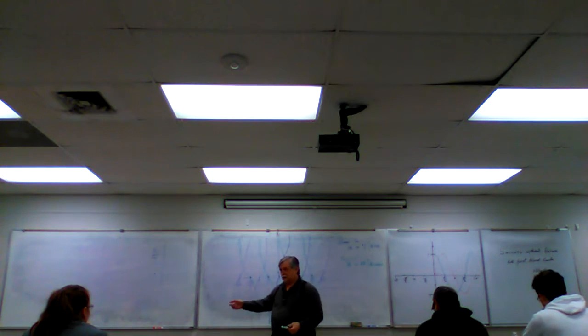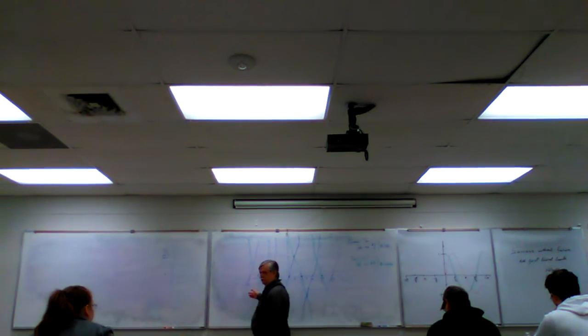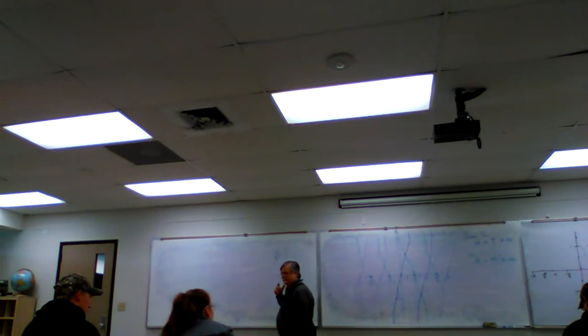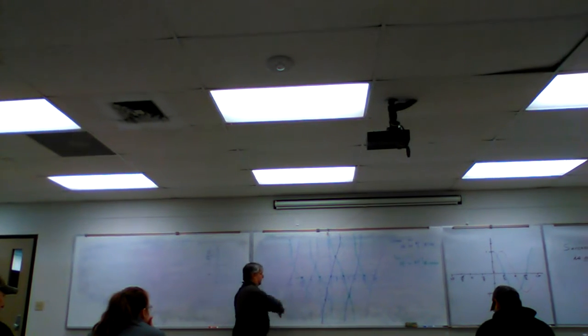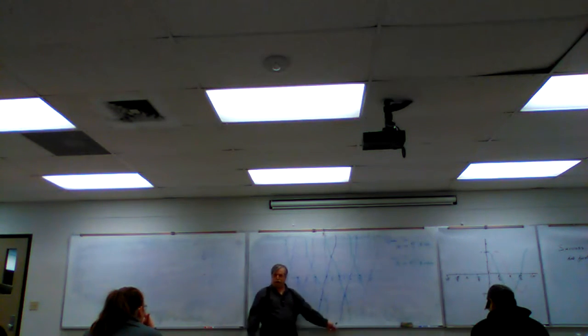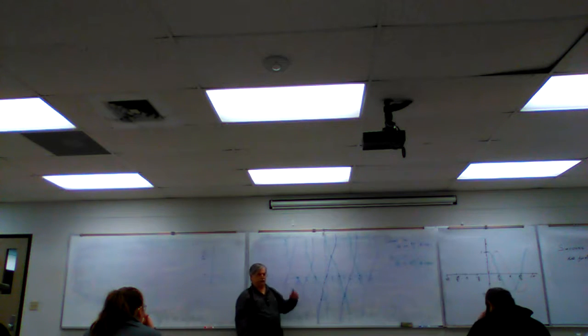So, everybody clear on tangent and cotangent? Get this image in your mind. Notice how tangents are all going up and to the right. Cotangents are going down and to the right. Or up and to the left.